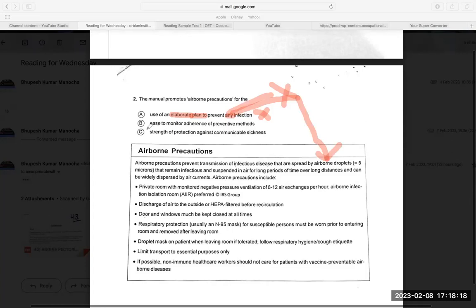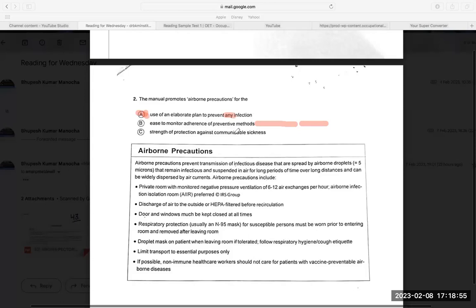The manual promotes it for the ease to monitor adherence of preventive methods. This can be answered because adherence means comply. If I have all these things written, that I have to use the HEPA filter, I have to close the windows, I have the N95 mask, it gives me ease to monitor and to comply with the preventive methods. So it can be answered, but I cannot eliminate it for sure. This is a difficult option. If you are unable to understand an option, put it on hold.